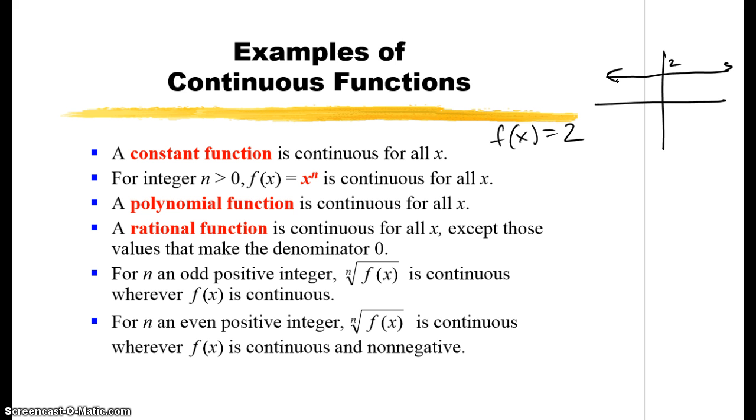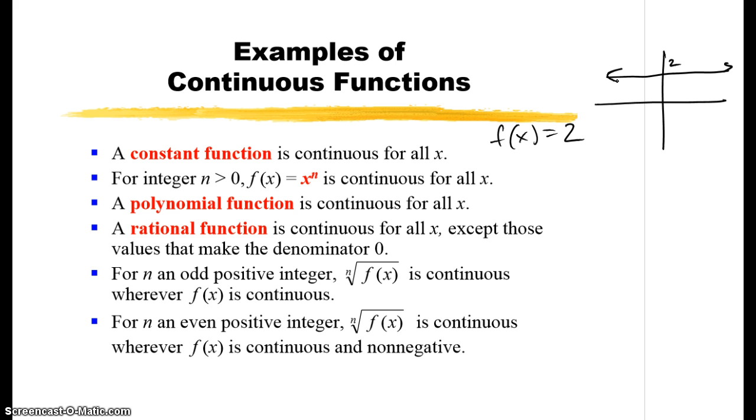For an integer power n bigger than 0, x to the power of n is continuous for all x. Think of your parabola, think of your cube, x to the 4th, etc. This will just be a polynomial, and it's continuous for all x. Well, speaking of, a polynomial function is continuous for all x. You've already seen that fact illustrated in the notes before. Likewise, a rational function is continuous for all x, except those values that make the denominator 0. So a rational function will always be continuous, except for possible values that make the denominator 0.